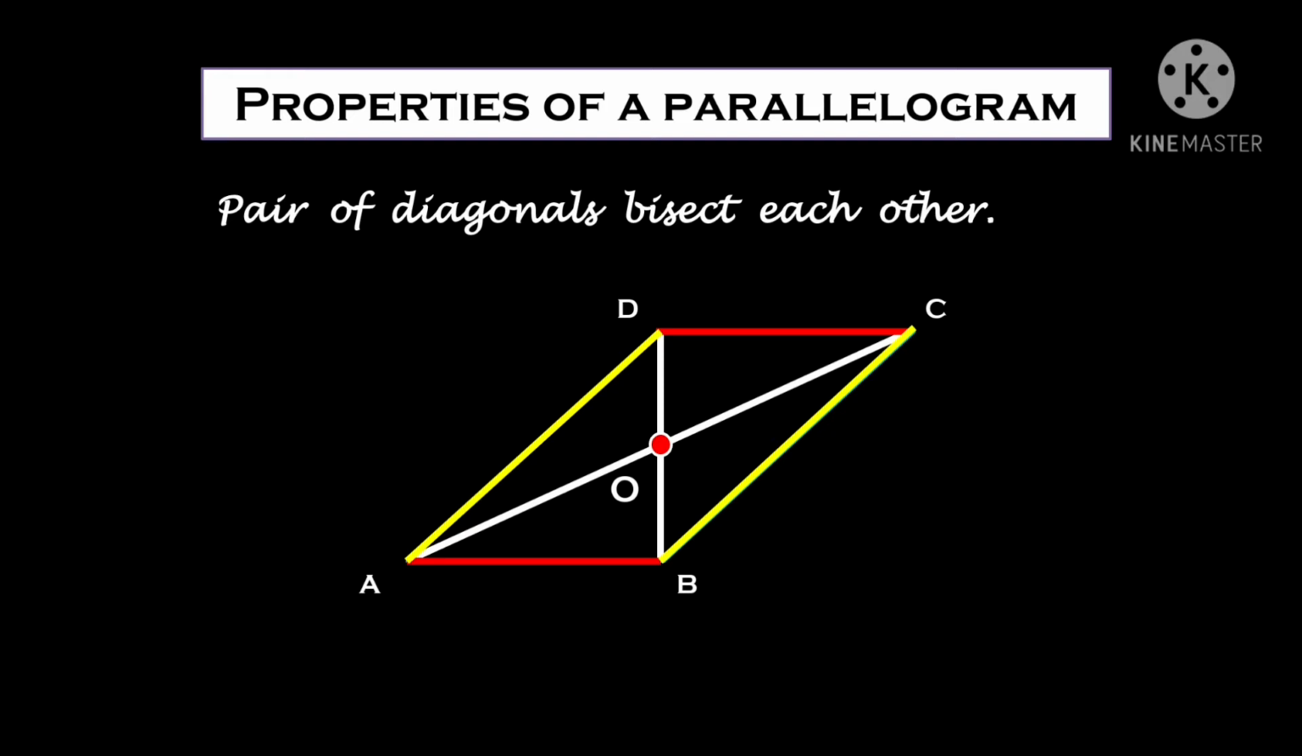When you say bisect, bisect means dividing something into two equal parts. So here O is considered as the midpoint of the diagonals. So O is the midpoint of BD and O is the midpoint of AC also. Since O is the midpoint of BD, we can say BO is equal to DO. So the point O is the midpoint of the diagonal BD. Similarly for AC also, AO is equal to CO. Both are of equal length. So the diagonals are bisecting each other.